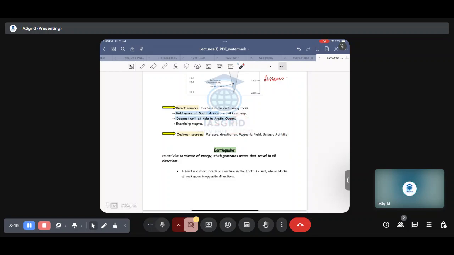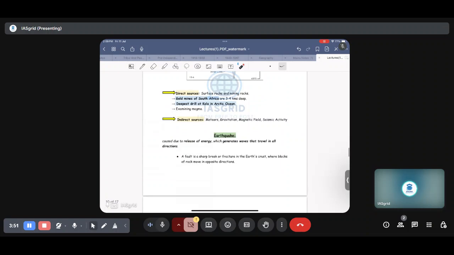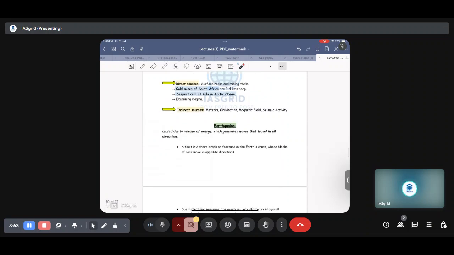And then indirect source would be meteors, because we believe in the nebular hypothesis that all the planetesimals were accreted together, and what Earth is made up of, meteors would also be made up of the same material. So if we are getting a smaller version of Earth on Earth, then we can actually examine them and find out what's inside them. And then gravitation is also one of those aspects, magnetic field and seismic activities. These are the indirect sources that are helpful to us in understanding the interiors of Earth.